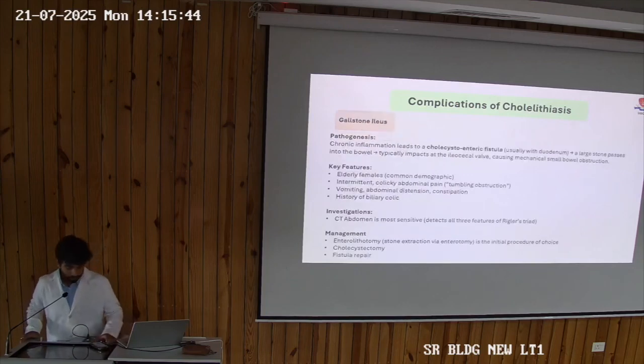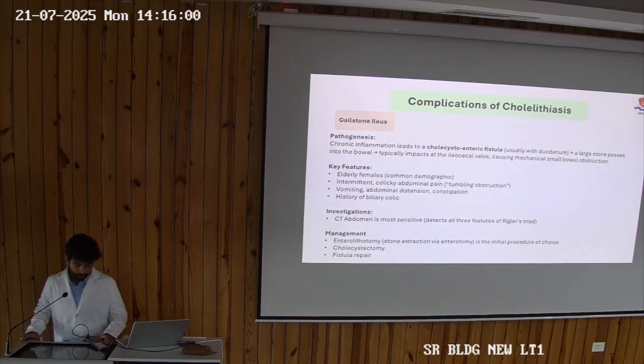It's a condition that arises from chronic inflammation, which creates a fistulous connection between the gallbladder and the intestine. Large stones pass into the bowel and cause mechanical obstruction, most commonly at the ileocecal valve. It primarily affects elderly people and presents with vomiting, abdominal distension, and an intermittent colicky pain, a phenomenon which is also referred to as tumbling ileus.